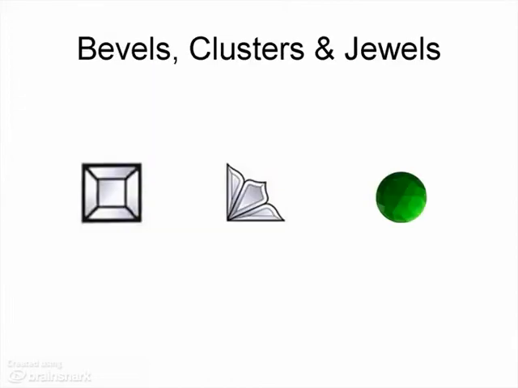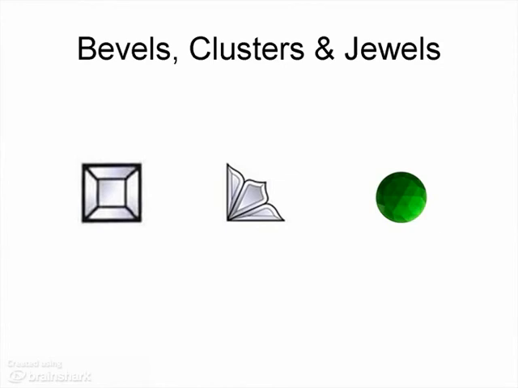And finally, there's bevels, clusters, and jewels. These are different design elements that you can actually purchase. You can purchase bevels, and they look good in maybe the corner of a stained glass, or sometimes as part of a repeated pattern in the center. There's clusters; those are also great for corners, and then there's jewels.